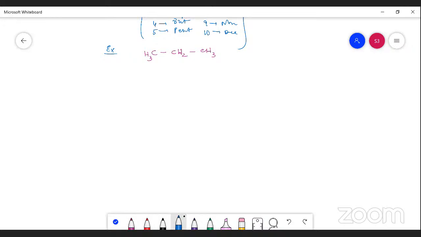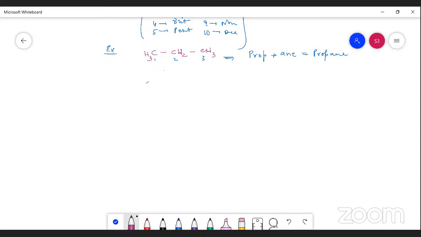In this case, there were no substituents, so there was no prefix. Let us restart with the root word. What is the root word? 1, 2, 3. So total 3 carbons in the main chain. So the root word is pro, and between the carbons only single bonds are there. So pro plus ane, propane. That is the name of this one.